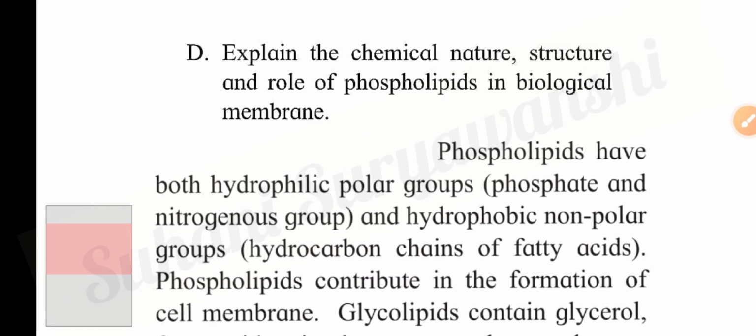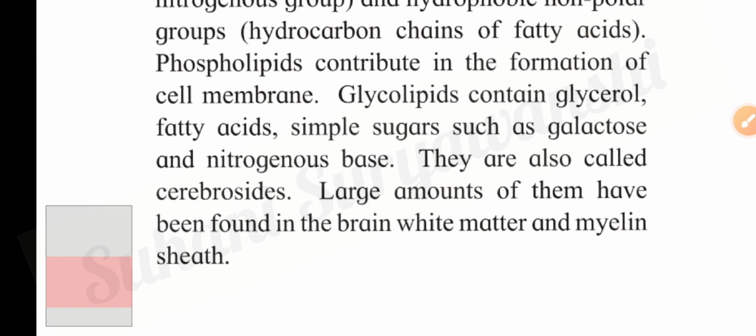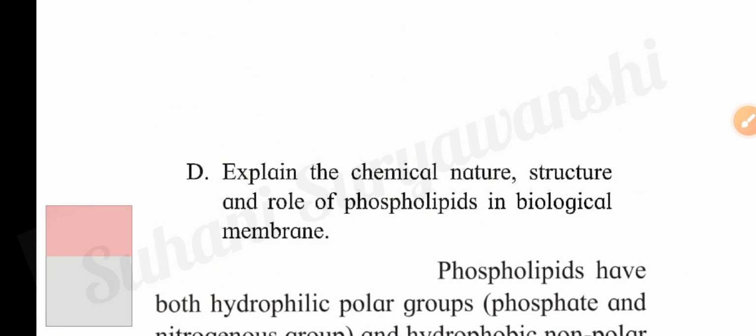Next, D. Explain the chemical nature, structure and role of phospholipids in biological membrane. Phospholipids have both hydrophilic polar groups and hydrophobic nonpolar groups. Phospholipids contribute in the formation of cell membrane. Glycolipids contain glycerol, fatty acids, simple sugars such as galactose and nitrogenous base. They are also called cerebrosides. Large amounts of them have been found in the brain, white matter and myelin sheath.